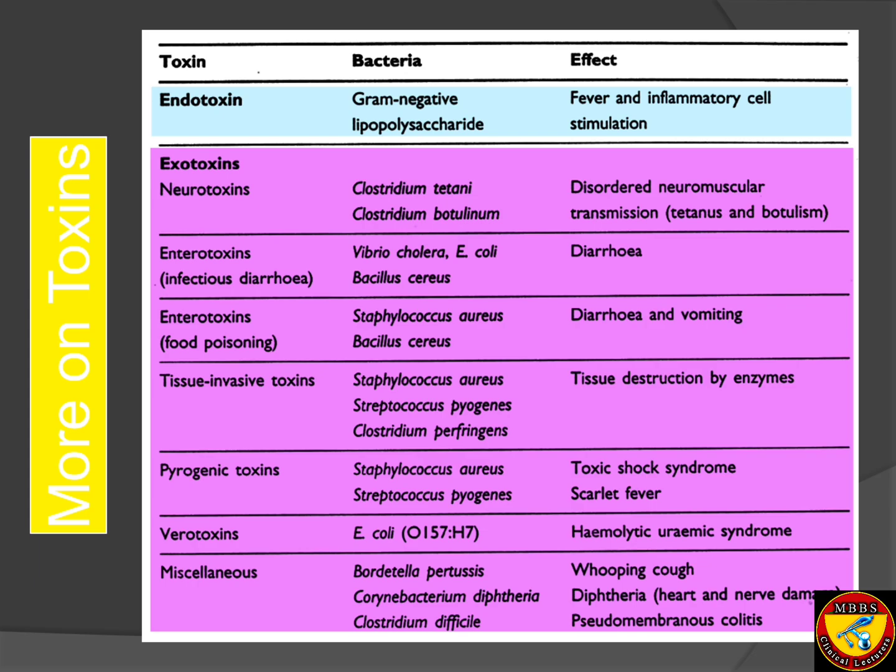In tissue-invading toxins, we discussed Staphylococcus aureus, Streptococcus pyogenes, and Clostridium perfringens. They lead to tissue destruction by enzymes. And in pyrogenic toxin, which is the fever-causing one, it can cause toxic shock syndrome by Staphylococcus aureus, or it can lead to scarlet fever if it's caused by Streptococcus pyogenes. Certain strains of E. coli secrete a toxin known as O157:H7, which leads to hemolytic uremic syndrome, and it's called a virotoxin. And we also discussed Bordetella pertussis toxin, which causes whooping cough, Corynebacterium diphtheriae, which causes diphtheria, and C. diff toxin, which causes pseudomembranous colitis, usually through broad-spectrum antibiotic usage or in hospitalized patients.